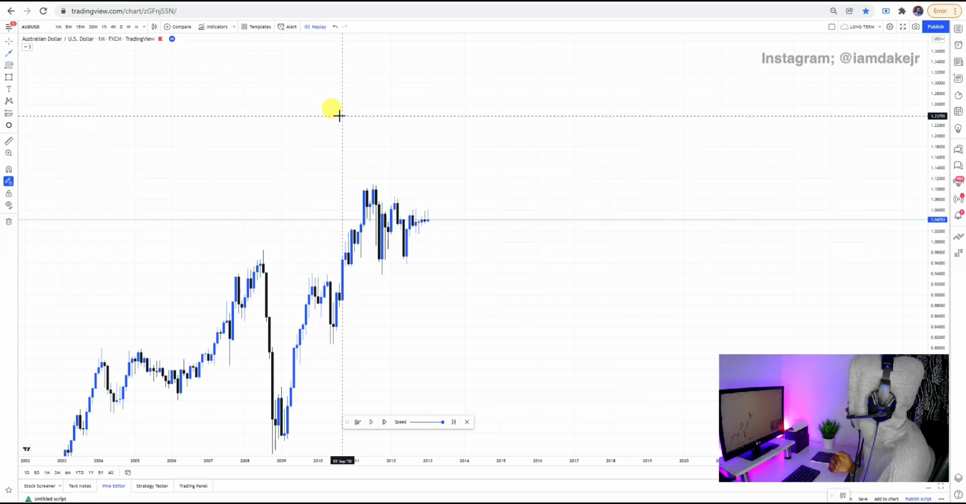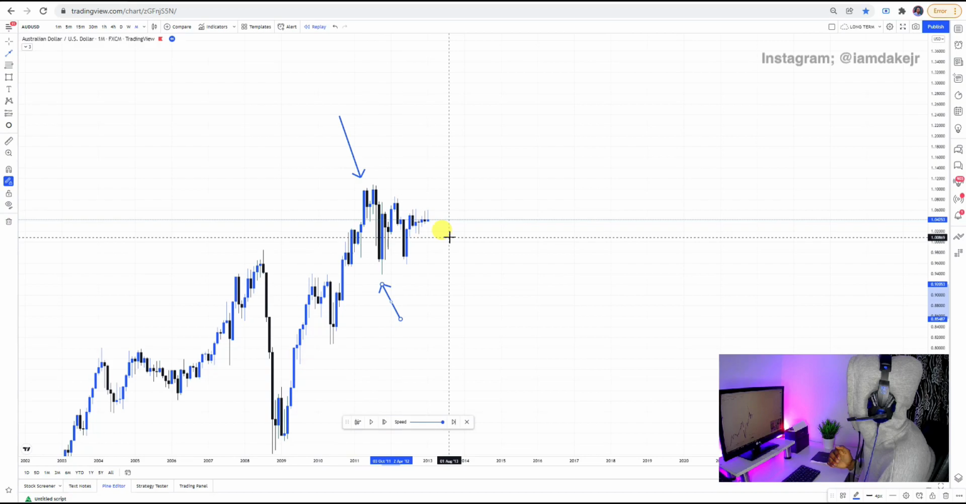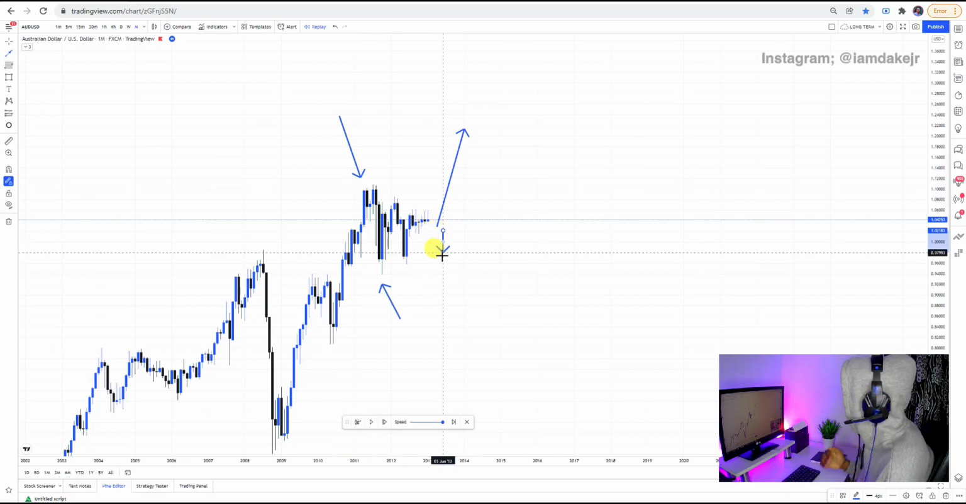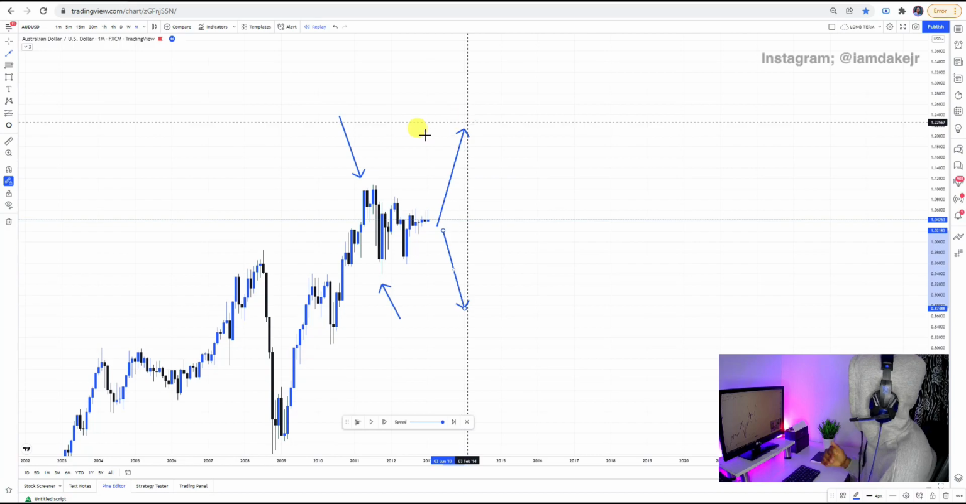I prefer to identify most recent levels because I believe that when price is about to pull, price can either break them or price can respect them. So we can either get a break below support or we can get a break above resistance for price to keep pulling to the upside.